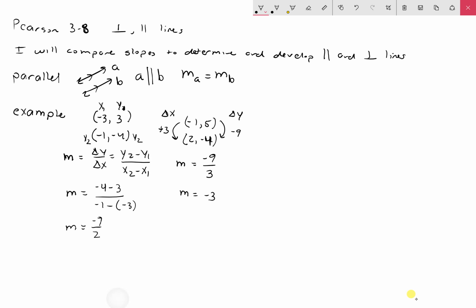So we could simply say, we'll go back and label these for the sake of this purpose, that the slope of line 1 does not equal the slope of line 2. So the lines are not parallel. Let's look at another example.